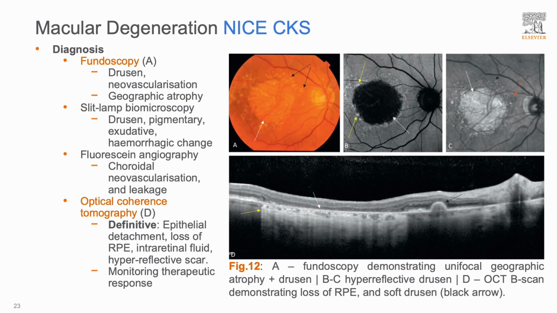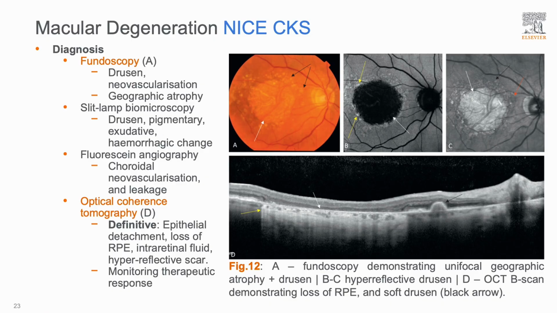AMD is diagnosed using a combination of clinical examination and imaging techniques. The key diagnostic modalities include fundoscopy, slit lamp biomicroscopy, fluorescein angiography, and optical coherence tomography. Fundoscopy is a vital first-line examination. In AMD, characteristic findings include drusen, neovascularization, and geographic atrophy. Drusen appear as yellow-white deposits beneath the retina, while geographic atrophy is identified by well-demarcated areas of retinal pigment epithelial loss.